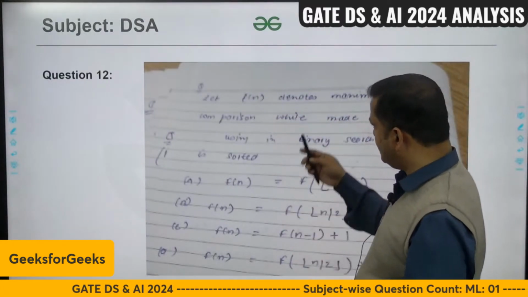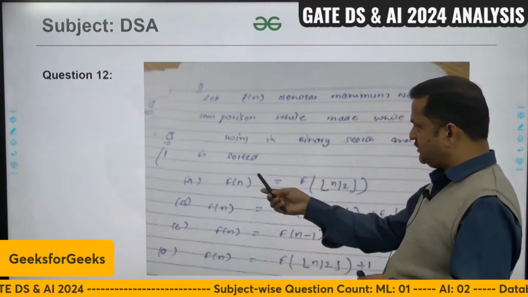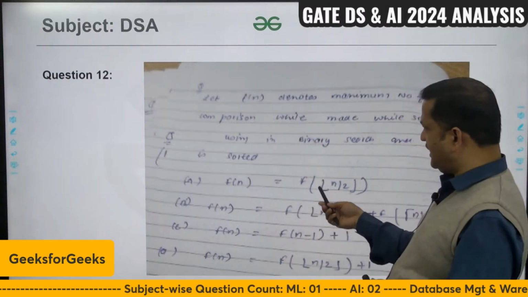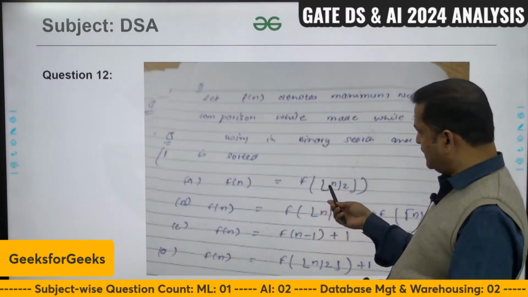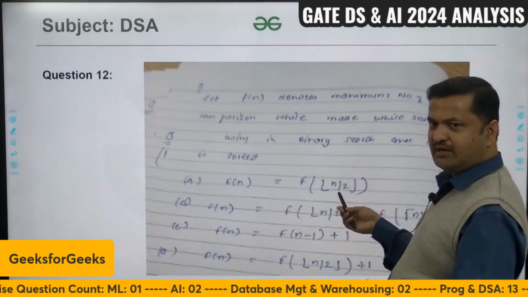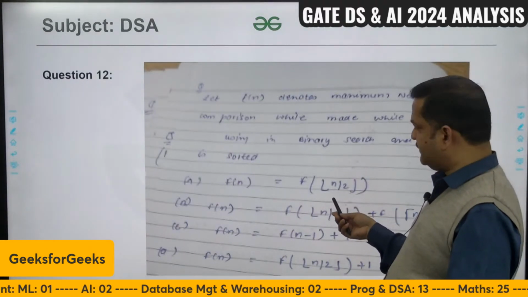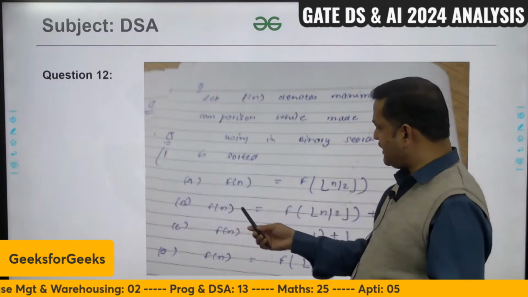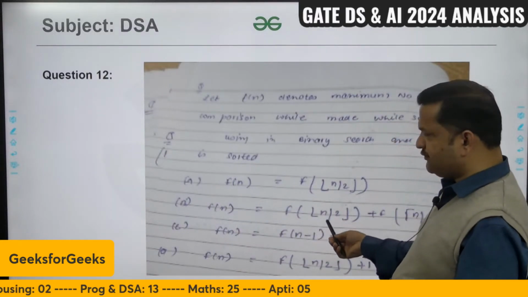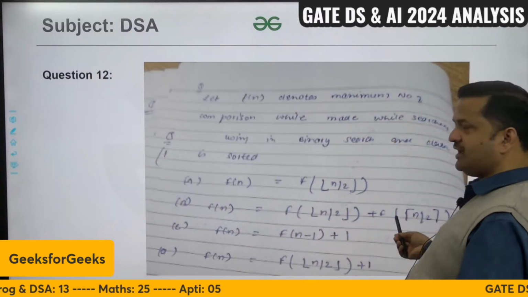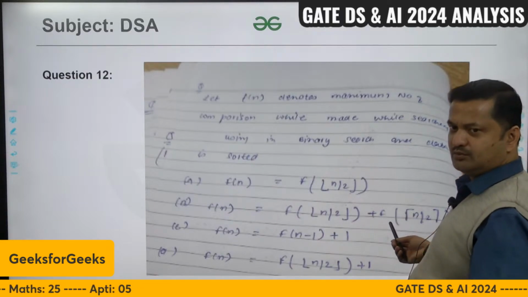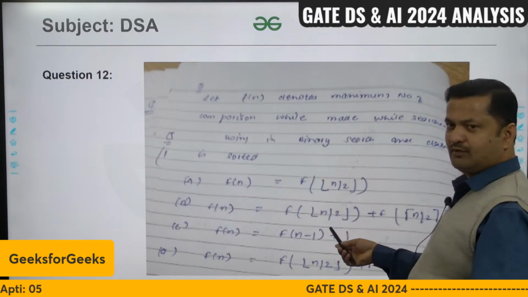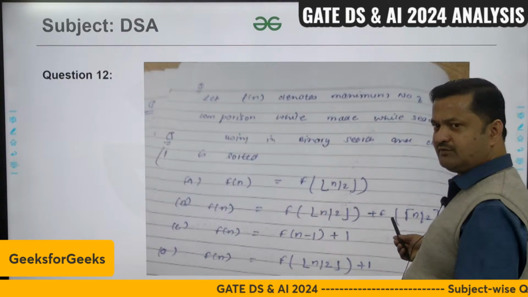So the maximum number of comparisons is going to be, the options are: f(n) is the floor function of n by 2. The second option is f(n) equals floor of n by 2 plus ceiling of n by 2.